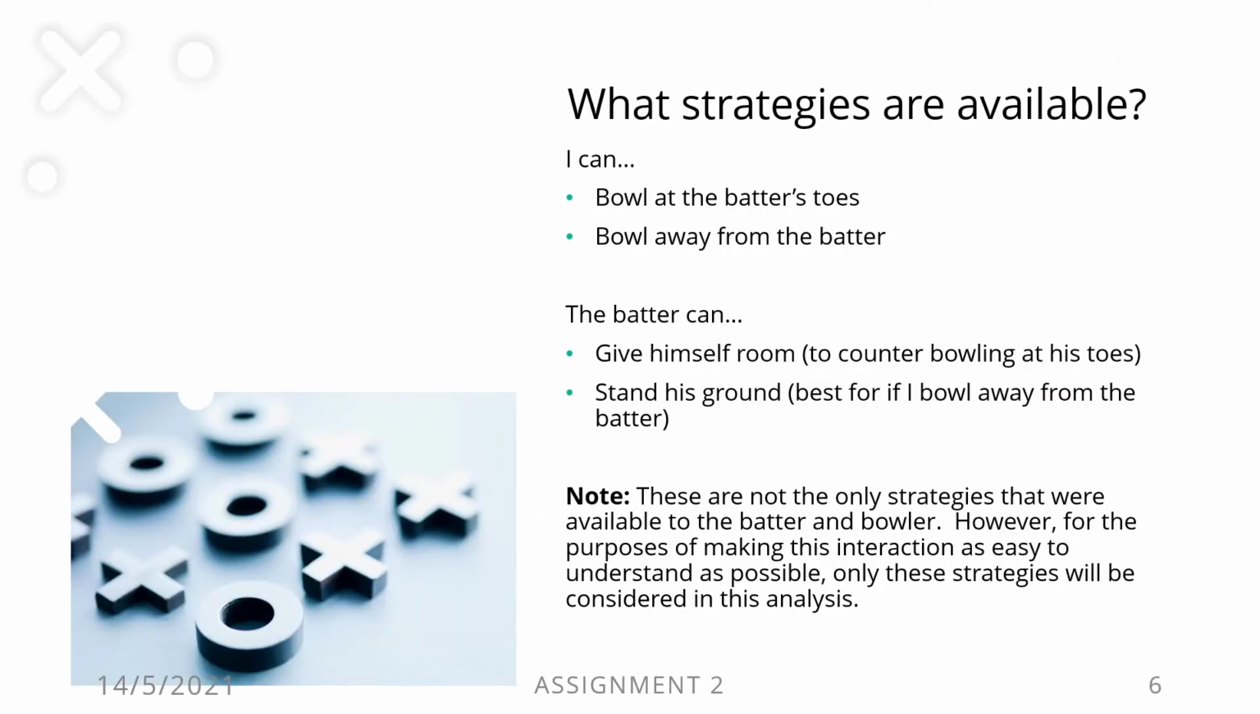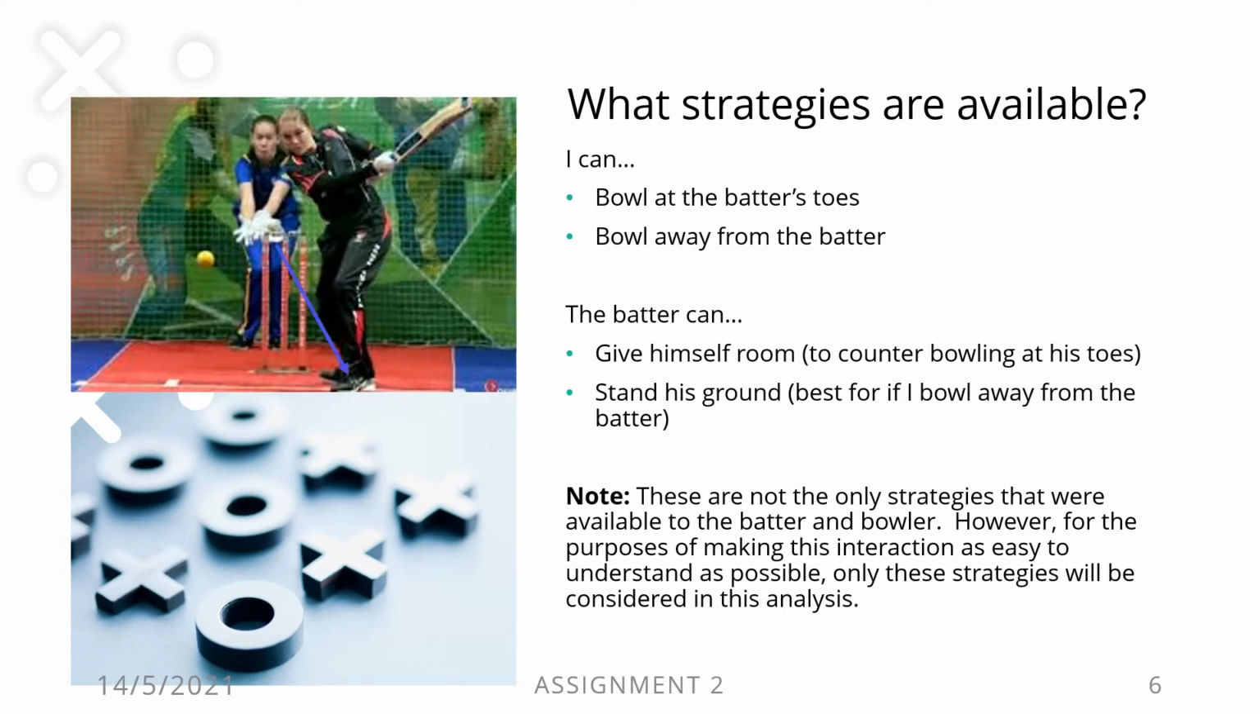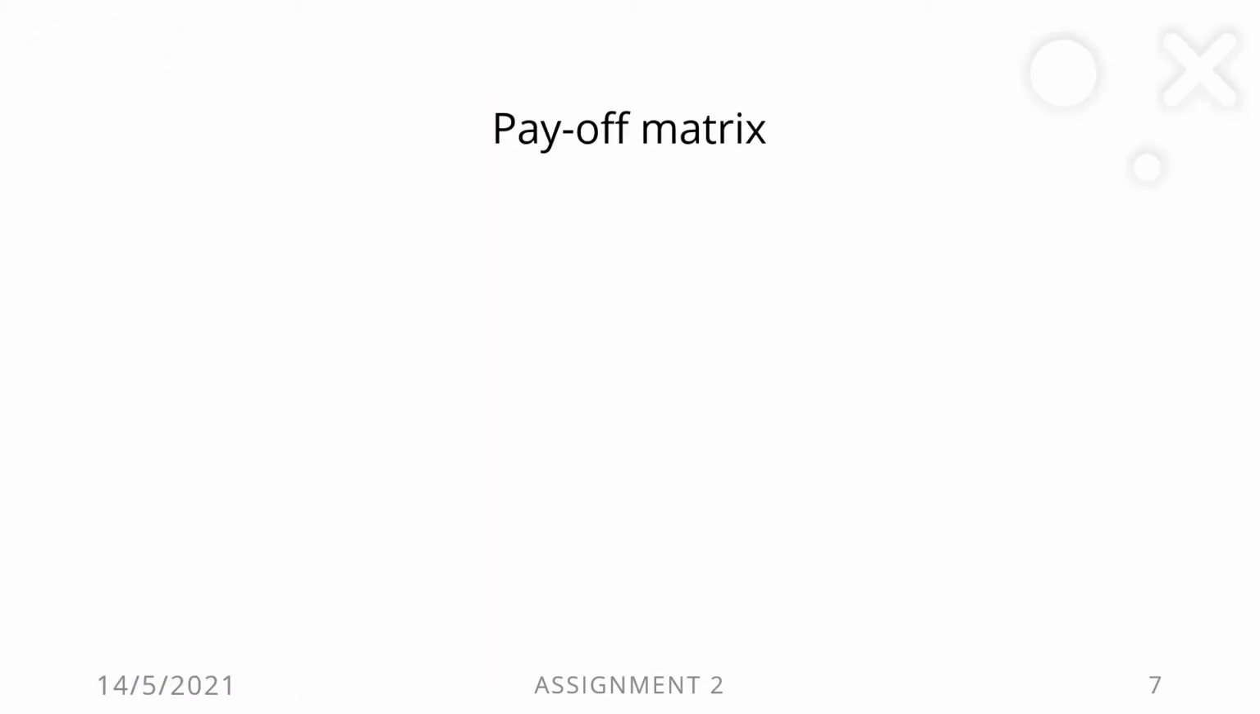Okay, so what are the strategies available? I can either bowl at the batter's toes, or I can bowl away from the batter, and the batter has a couple of choices as well. He can give himself room to counter me bowling at his toes, or he can stand his ground, which would be more suitable if I bowl away from the batter. These weren't the only strategies that were available to the batter and the bowler. However, they were the only strategies that had been used during the over thus far.